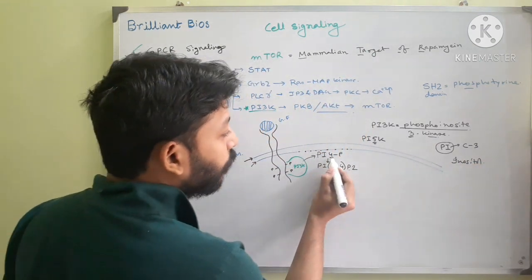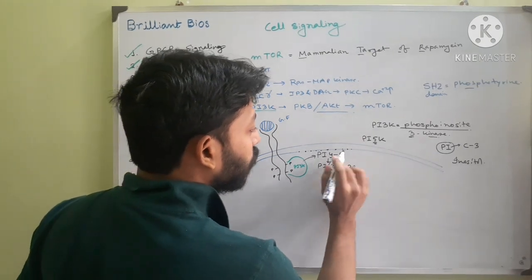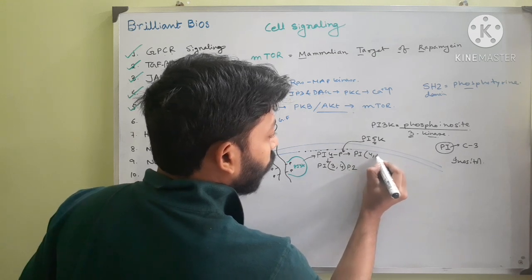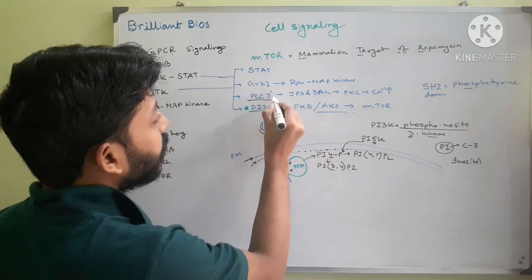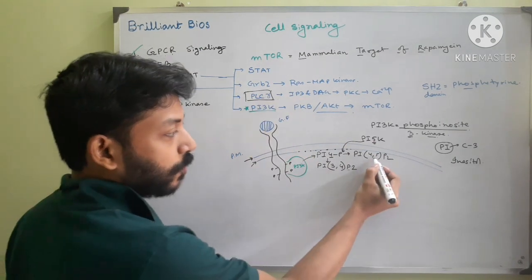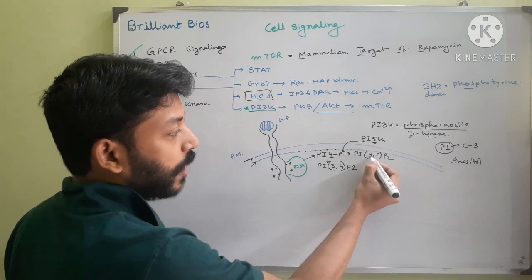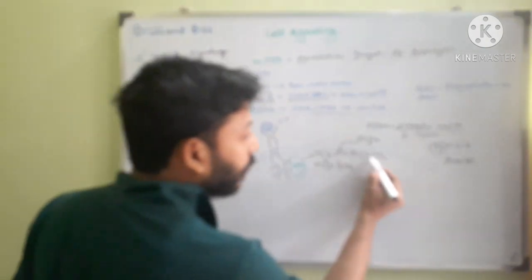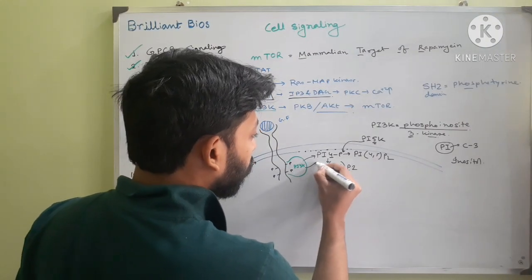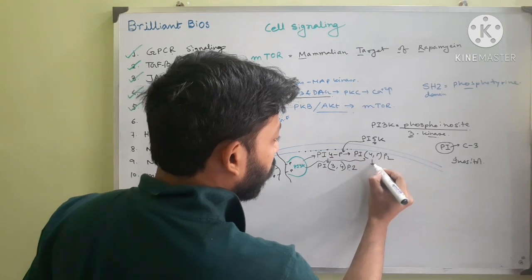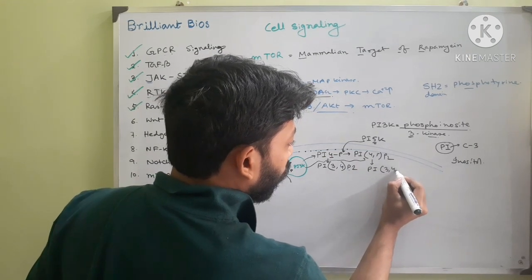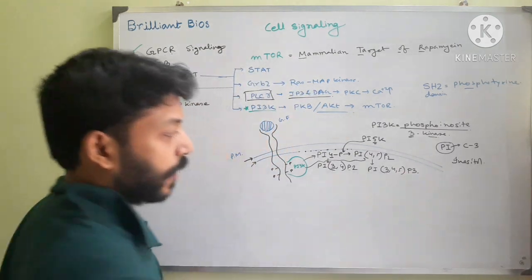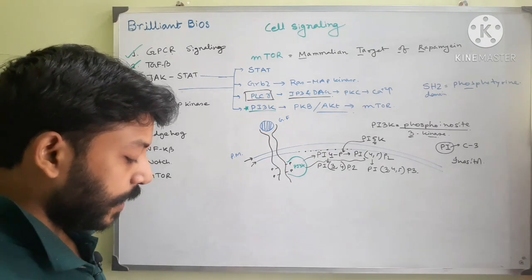So when this PI4P gets phosphorylated at the 5 position by this enzyme, it will become PI4,5P2. And we know that PLC gamma or PLC beta hydrolyzes this PI4,5P2 to IP3 and DAG. Now this PI4,5P2 can also be phosphorylated by this PI3K and then it will become PI3,4,5P3. You can see the 3 position gets phosphorylated. And this inositide is the docking site.